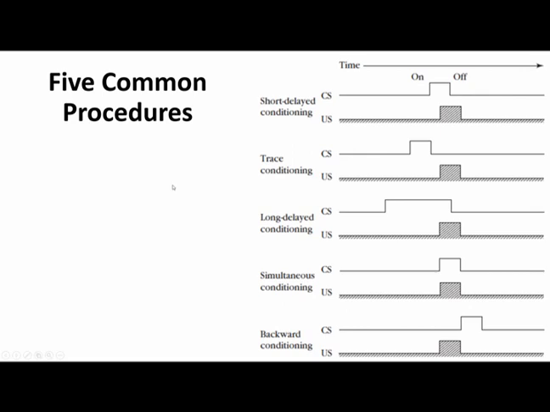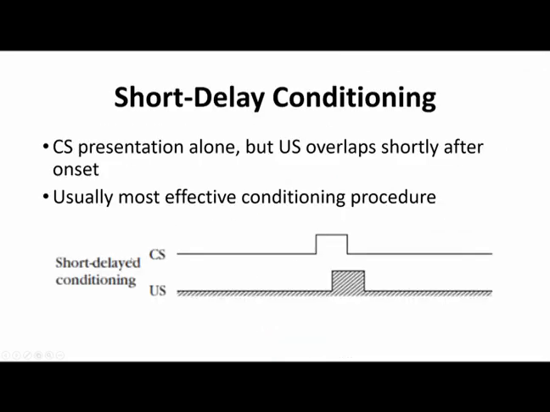So here we have 5 common procedures where you will see for pairing our CS and our US. So short delay conditioning, trace conditioning, long delay conditioning, simultaneous conditioning, and then a weird one which is backward conditioning. And so these are the exact same setup here, just one of them is shaded now, so it looks a little bit different. But let's break each of these down.